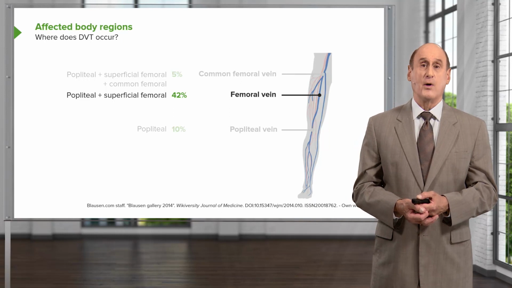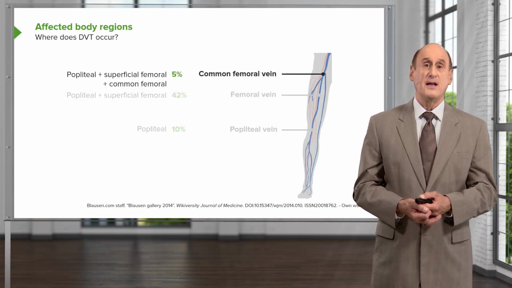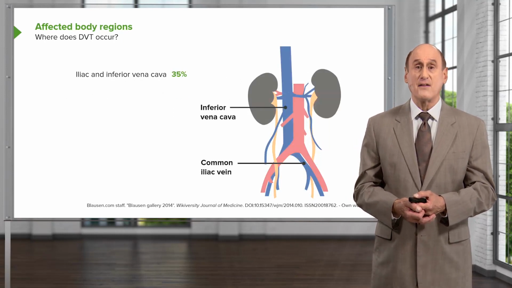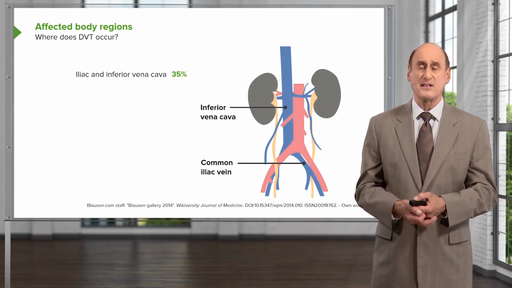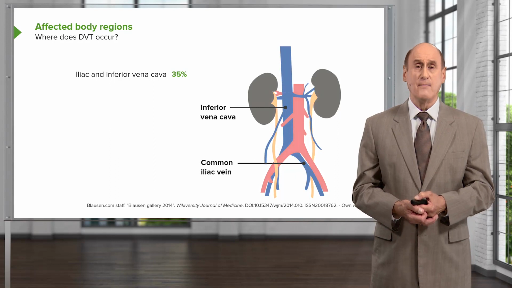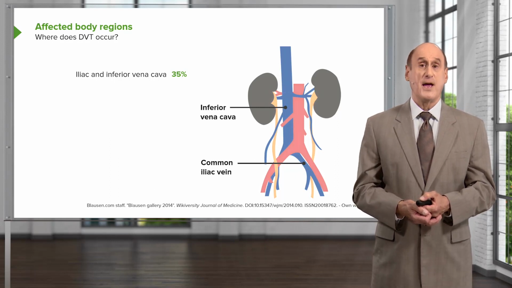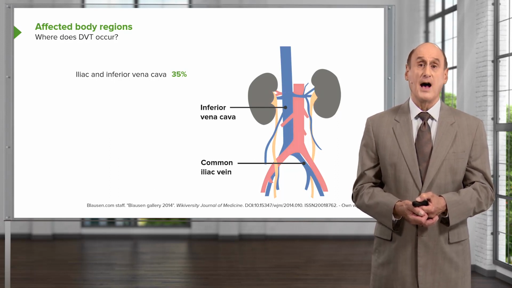And then you can see once it gets up into the common femoral vein or the iliac vein, inferior vena cava, there's a very significant chance that a large mass of clot will embolize to the lung and might prove to make the patient either very sick or even die.